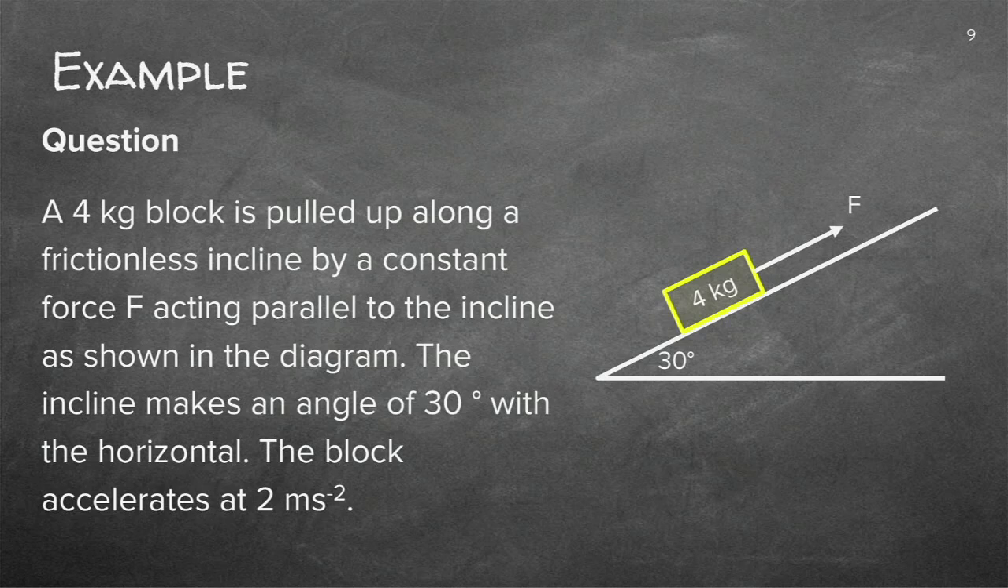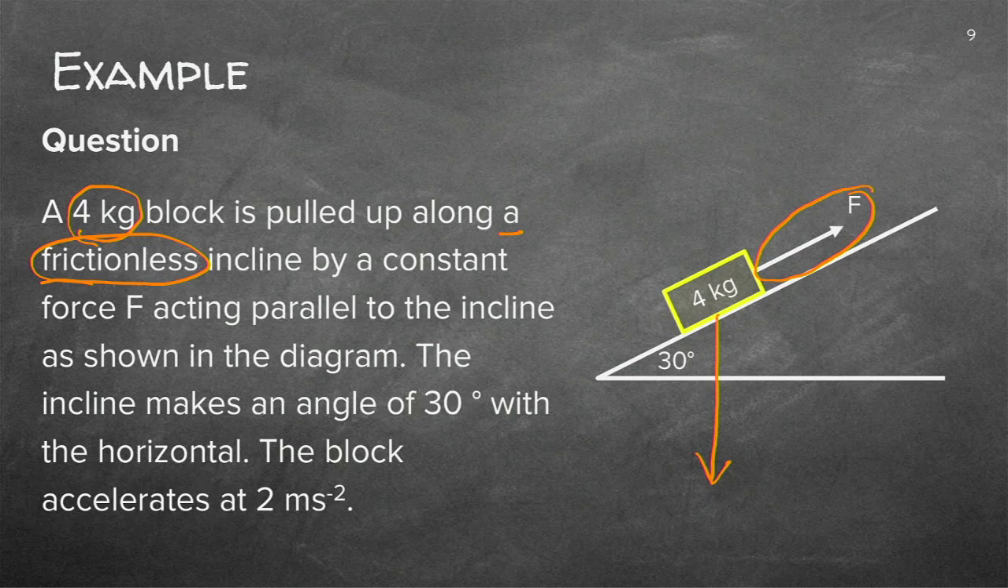A 4-kilogram block. So you already see they're giving me the mass. That has to ring a bell. If I've got the mass, I've got the force of gravity pulling it down. So you could immediately just do that calculation. But let's read further. It's pulled up along a frictionless, that's quite important, so there's no friction, incline by a constant force F. And you can see in this question they gave you the force F.